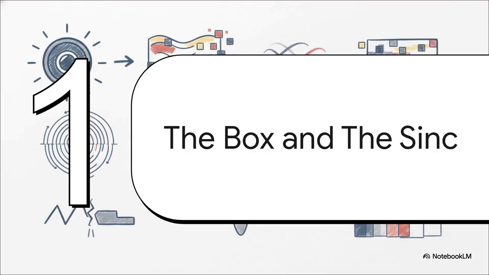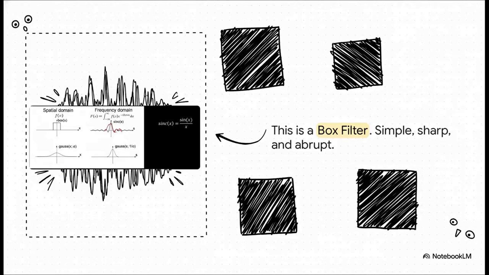All right, it's time to meet our main suspects in this case. A very simple filter and its very strange-looking secret identity. This is a box filter. I mean, it's about as simple as it gets. It just takes a square region of pixels and averages them out, treating every single one inside that box as equally important. It's simple, it's intuitive, and its edges are perfectly sharp, abrupt.